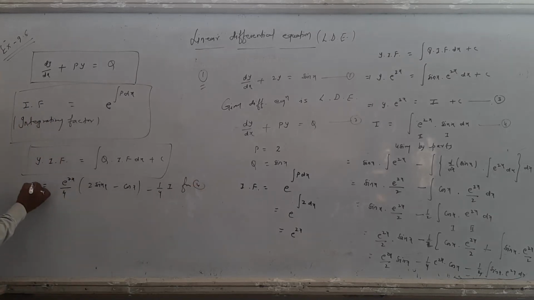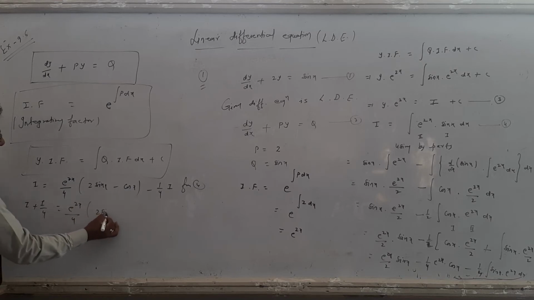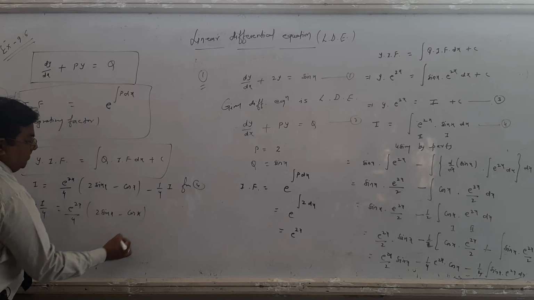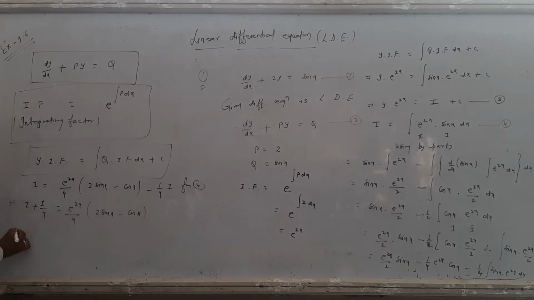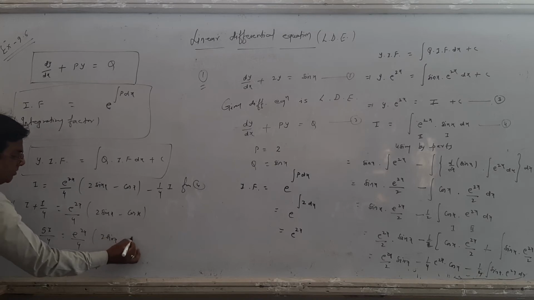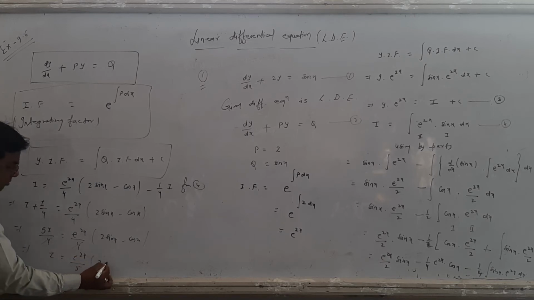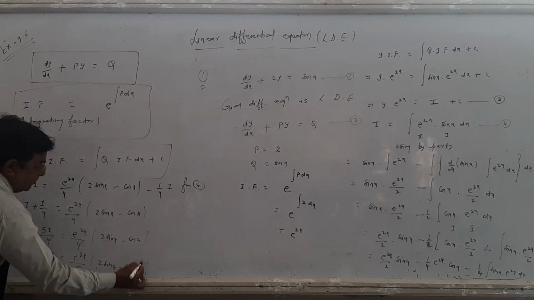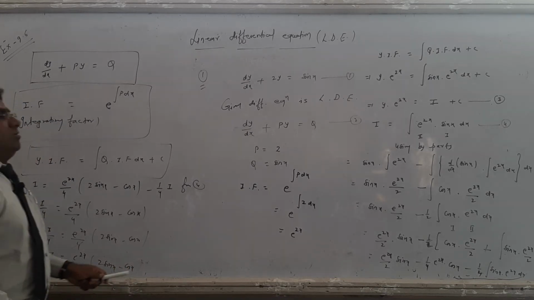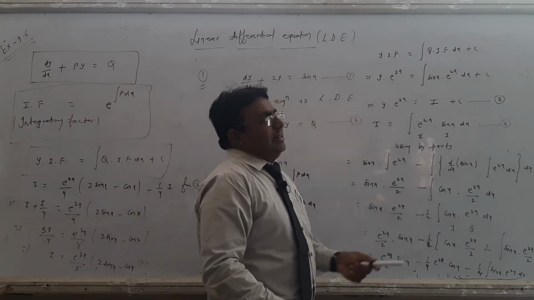So 1 by 4 I, transfer this side, then I plus I by 4 equals e raised to power 2x upon 4, then 2 sin x minus cos x as it is. And now 4 is LCM, then 5I upon 4 equals e raised to power 2x upon 4, 2 sin x minus cos x. Then 4 and 4 cancel. So what is the capital I? E raised to power 2x upon 5, then 2 sin x minus cos x. And now with the value of I, substitute in equation third, then this is the answer.